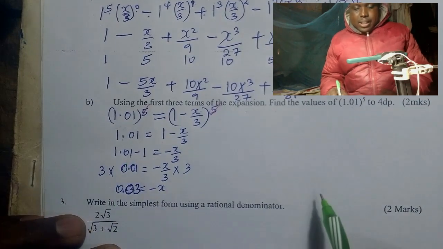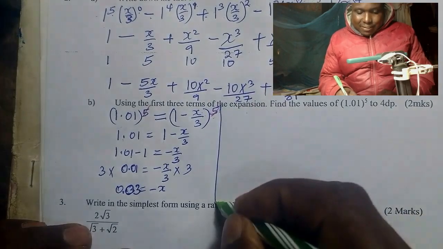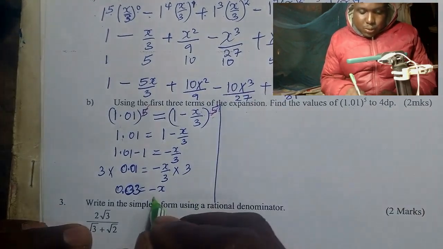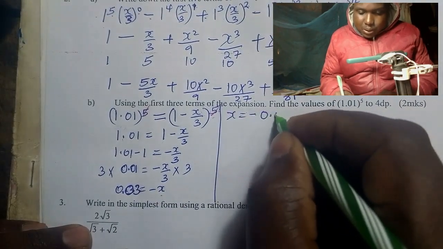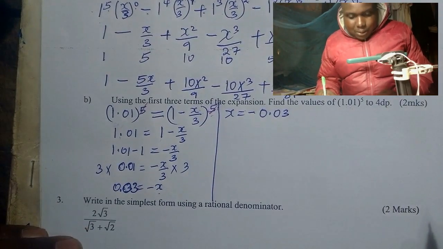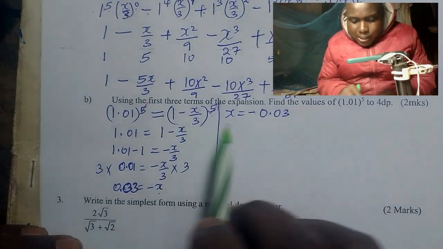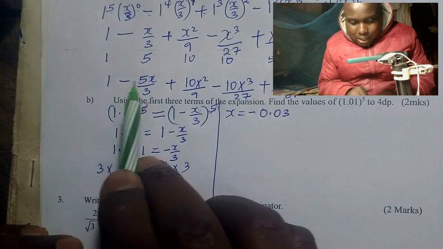This is 0, so we don't want negative x, we want x. You divide by negative, so x is equal to negative 0.03. 0.03 is the negative, our value of x. Now what we do, we substitute this in the equation for the first three terms, the first three in 1, 2, 3.